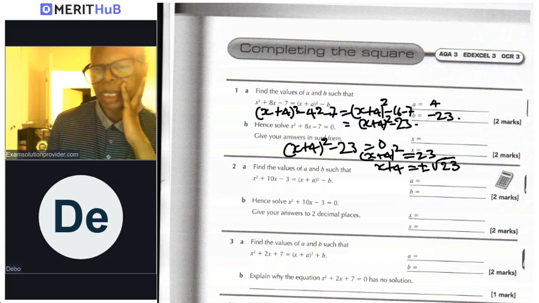Then we need to subtract 4 from both sides to find x. So x is going to be plus minus square root of 23 minus 4. Then you work this out, and you should be able to find the values that they have asked you to find.